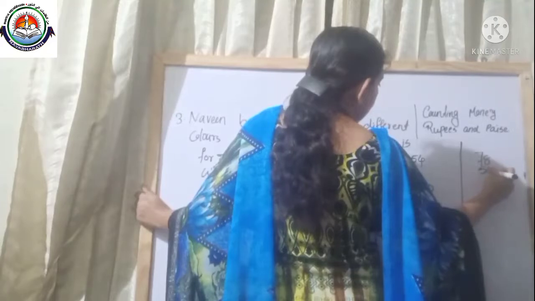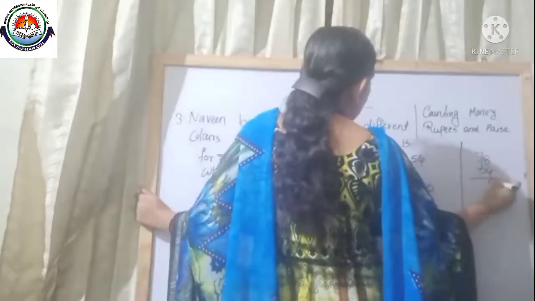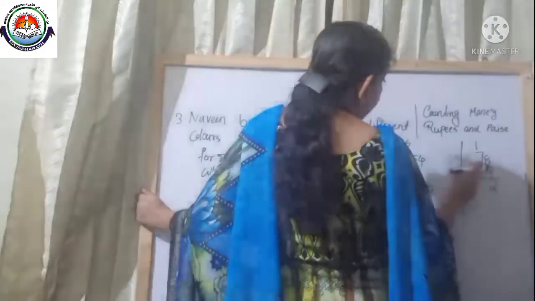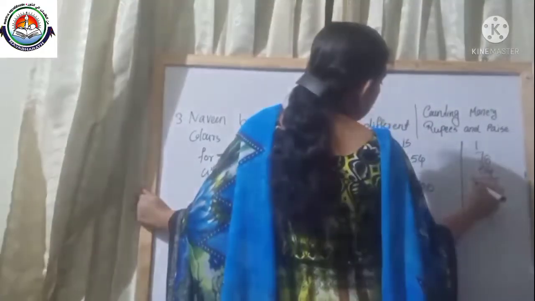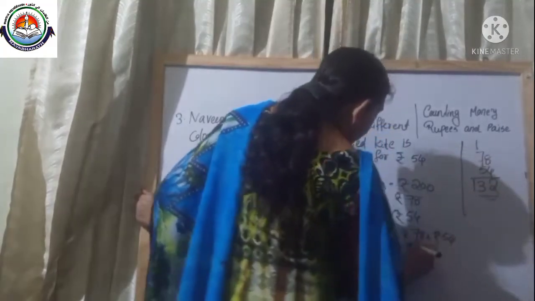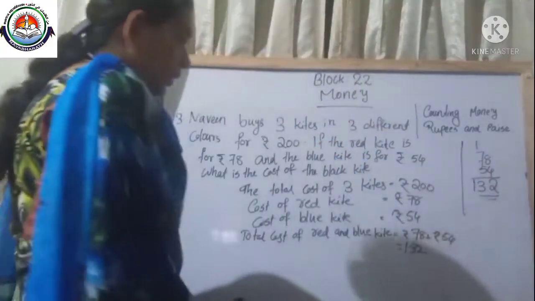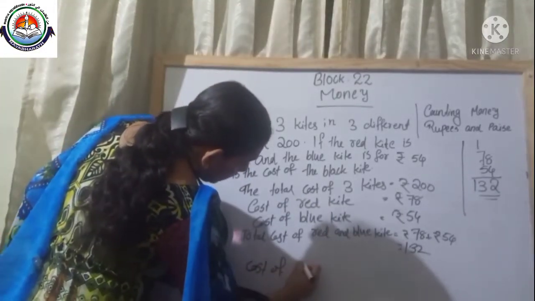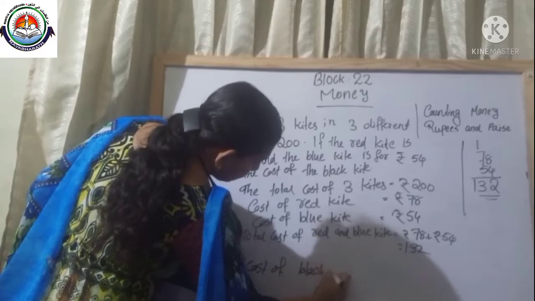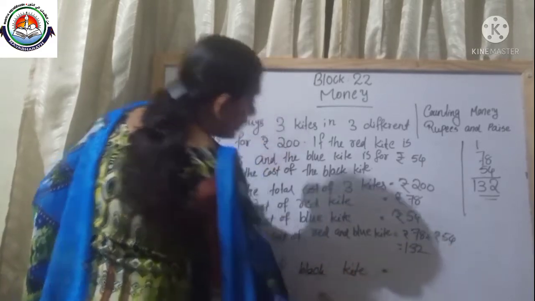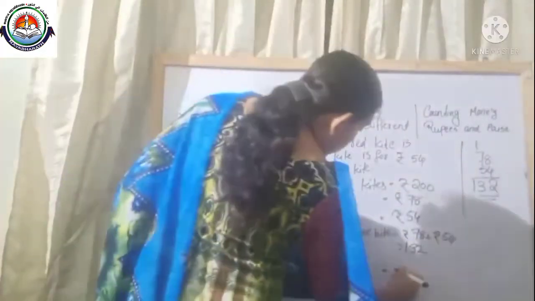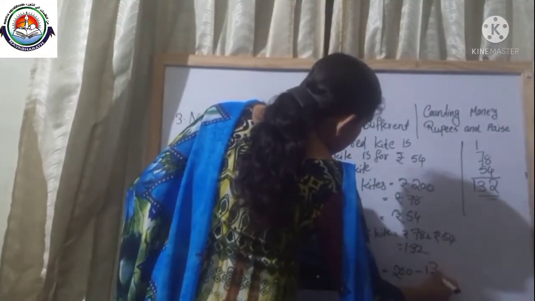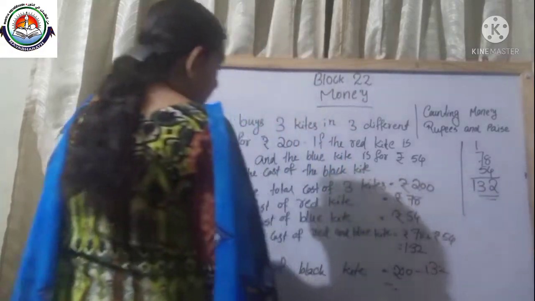78 plus 54. 8 plus 4, 12. 1 carry. 7 plus 5, 12. 12 plus 1, 13. So 132. Then we want to find the cost of the black kite. Here the total amount is given. Total how much rupees? 200. So from that 200 we subtract the amount of 2 kites. You will get the answer.